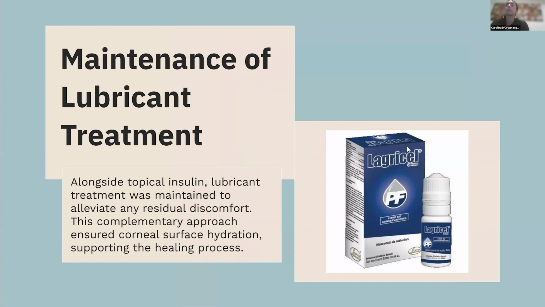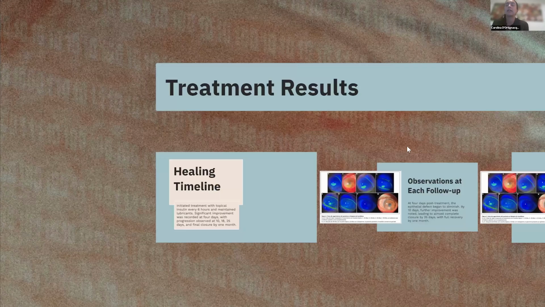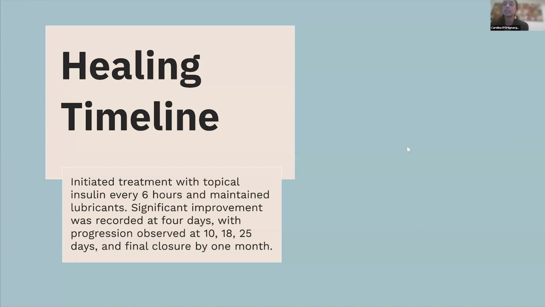I decided to keep the lubricant, since corneal surface hydration supports the healing process. And the treatment results: with topical insulin every 6 hours and maintaining lubricants, significant improvement was recorded at 4 days, with progression observed at 10, 18, and 25 days, and final closure by 1 month, at 40 days.